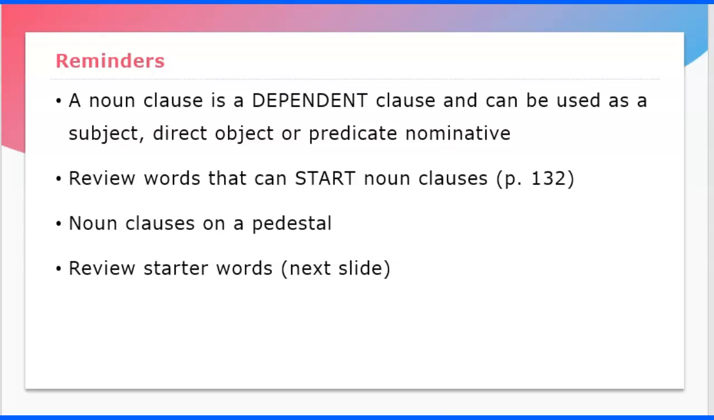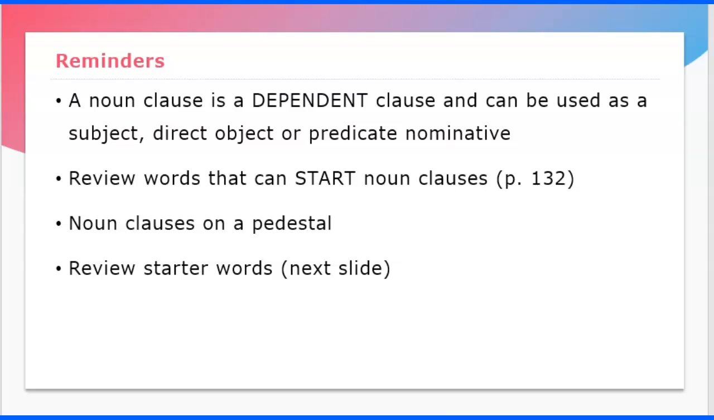Now, on page 132 of your book, your green textbook that I know you love so much, there are some words that I want to go over with you, just so that you have them in front and center. You can make an index card with them, whatever. But if you look right in the middle of page 132, it says a noun clause may be used as subject, direct object, or predicate nominative. Here is a list of words that commonly introduce noun clauses.